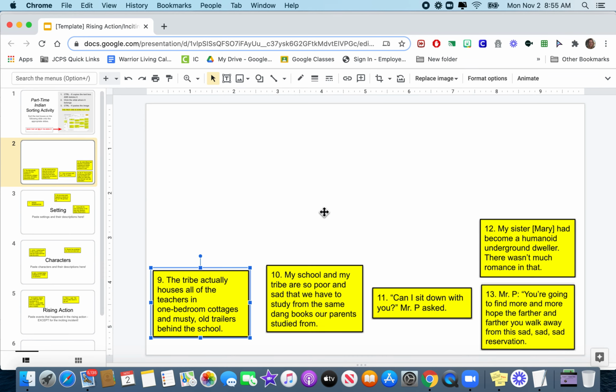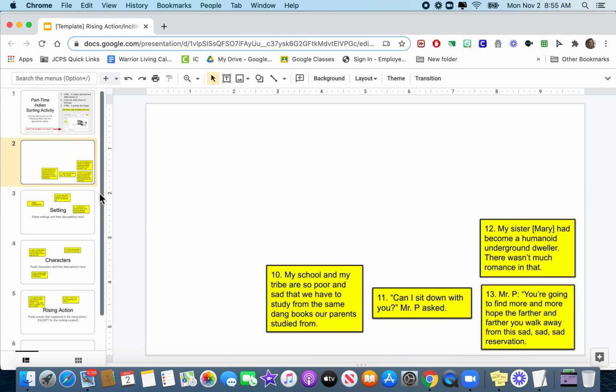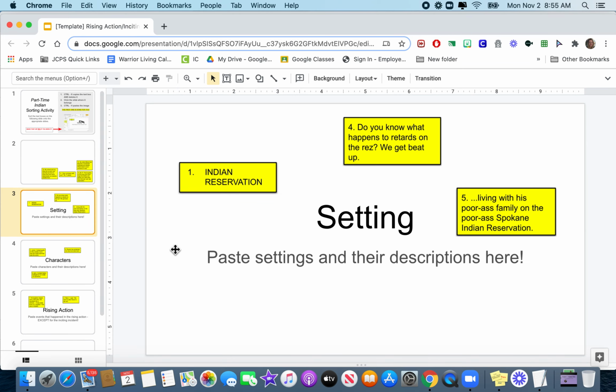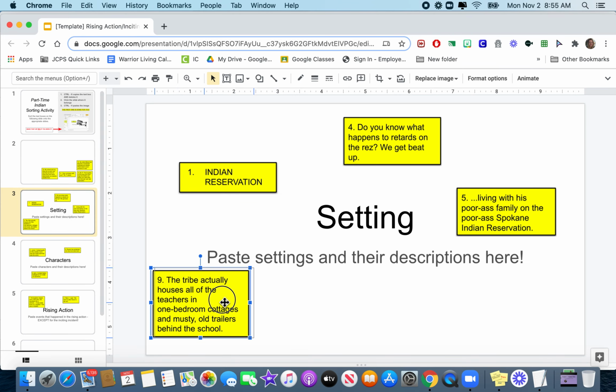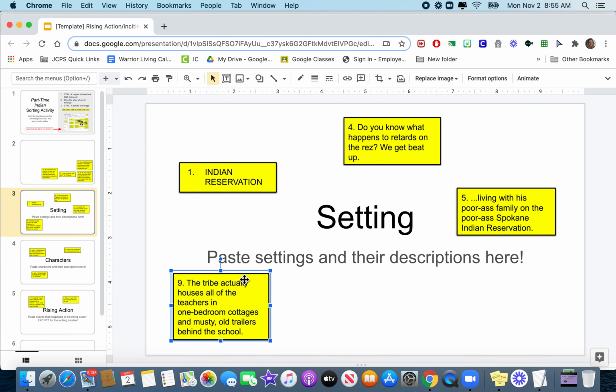Number 9, the tribe actually houses all of the teachers in the one-bedroom cottages and musty old trailers behind the school. This is going to be setting because it tells us a very interesting and unique thing about the reservation, that the people who teach at the reservation school actually live on the reservation. So it's starting to develop that setting.